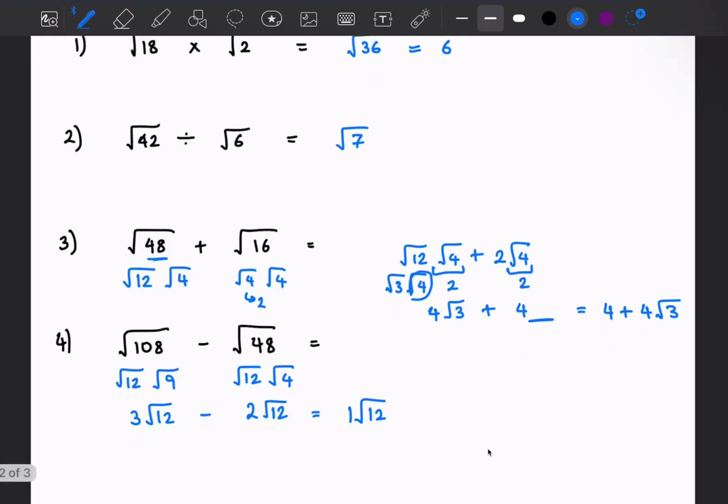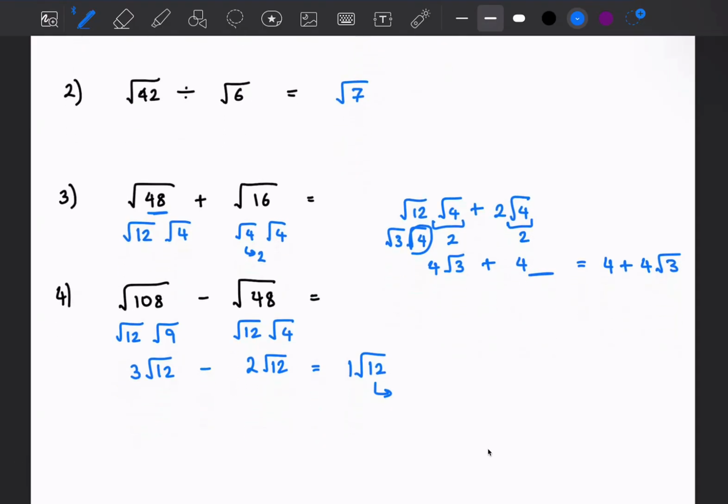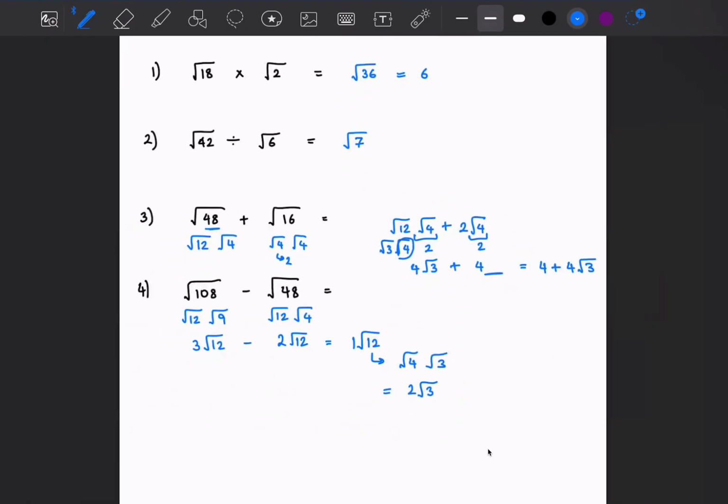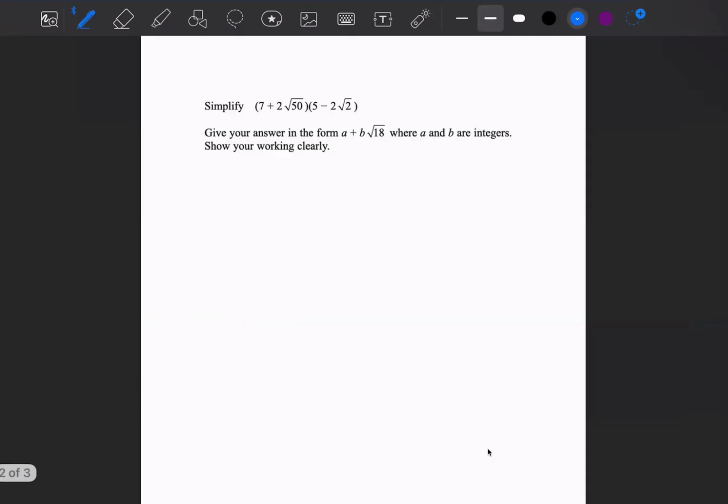So 1 root 12, you can go for the root 12, you can have root 4 and root 3, and then the 4 becomes a 2 because the square root of 4 is 2, and then the root 3. So it can be simplified, in the simplest way, to 2 root 3, and that would be the answer. Okay, so now let's have a look at this question.